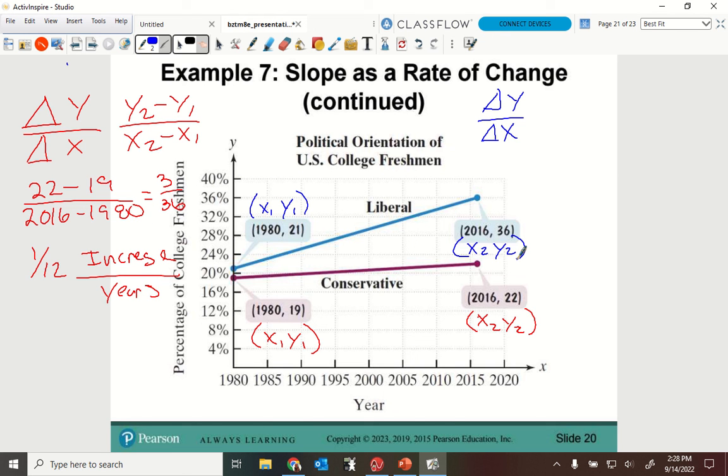Not completely. You could reduce the fraction. Make it a simpler fraction.